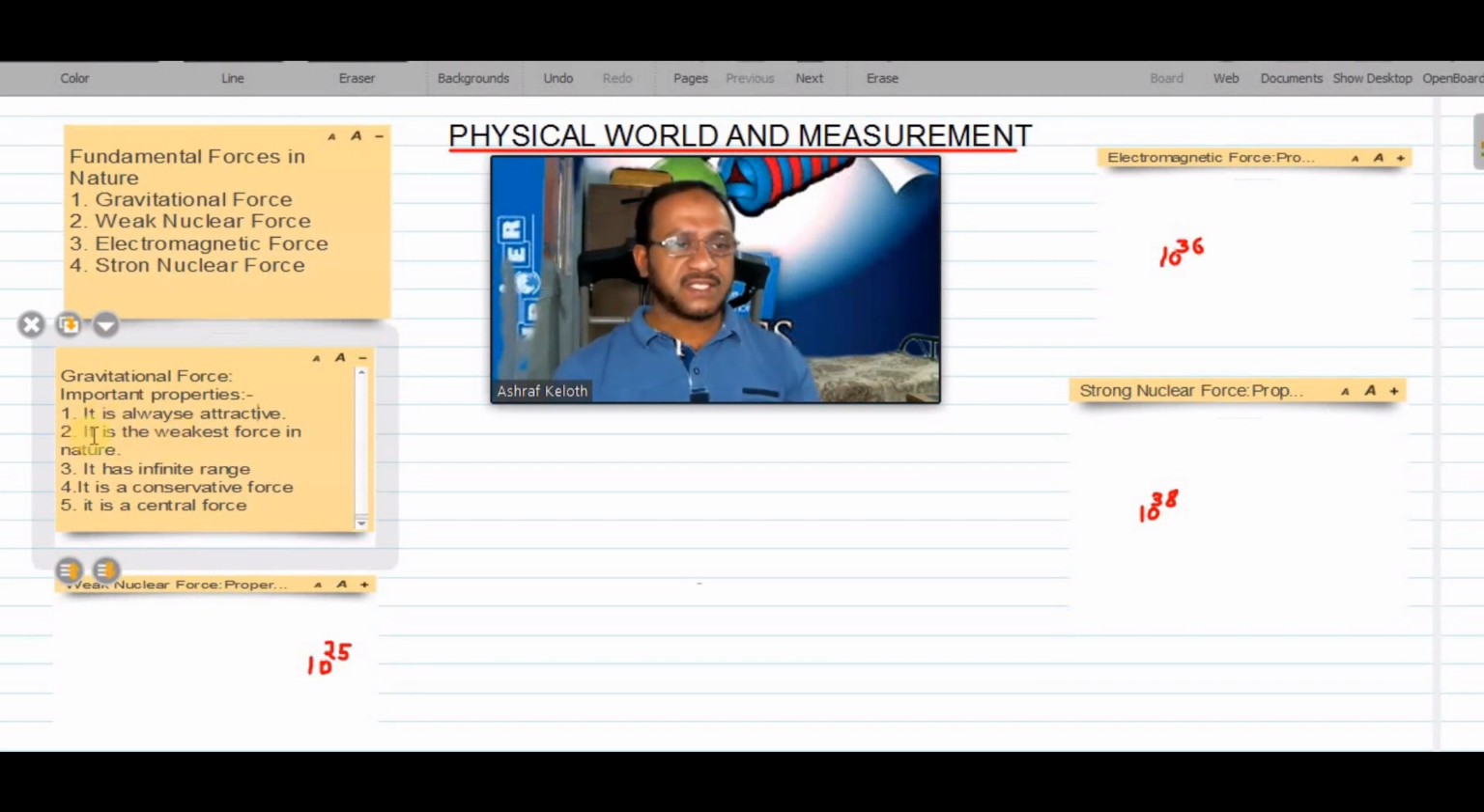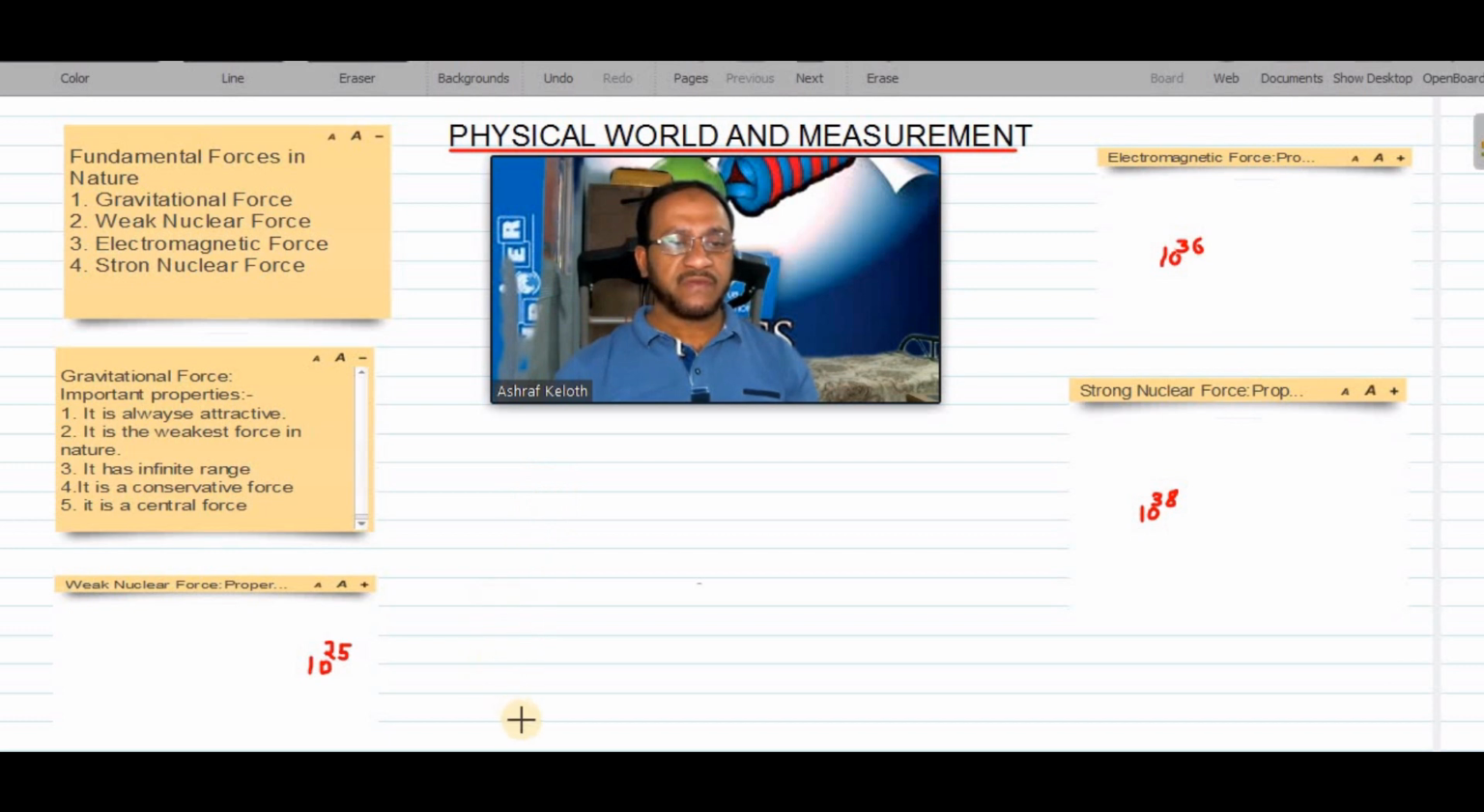The second property is that it is the weakest force in nature. I told you in the beginning, among the four fundamental forces, this gravitational force is the weakest force in nature. And all other forces we compare with the gravitational force. We will see afterwards. The third property is it has infinite range. The range of attraction of gravitational force is infinity.